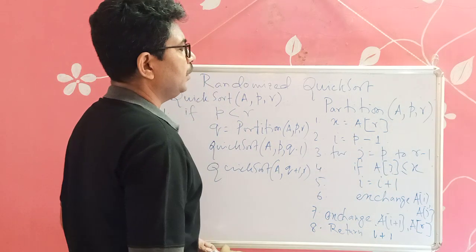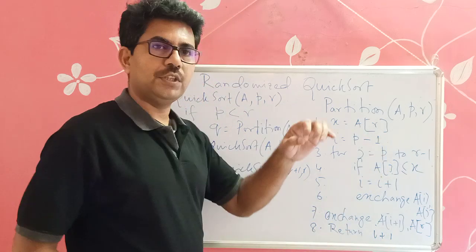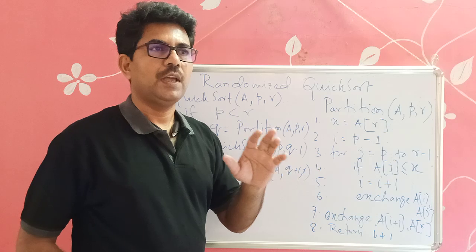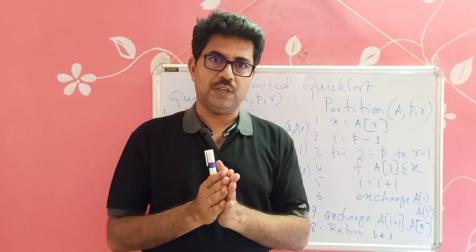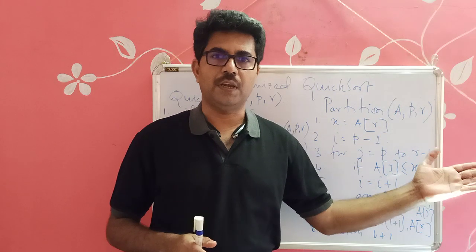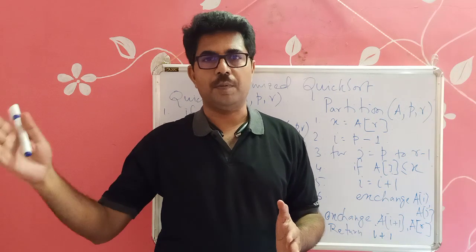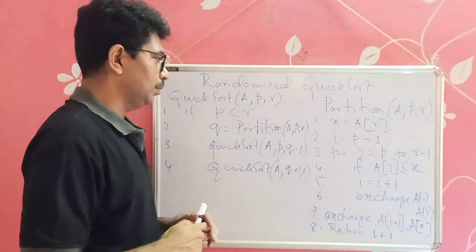Here the value i plus 1 will be returned, which is the position of the pivot element. All of you are aware that the pivot element will be placed in such a way that all the elements less than the pivot element will be on the left side, and all the elements greater than the pivot element will be on the right side, if we consider that all elements are distinct for the time being.